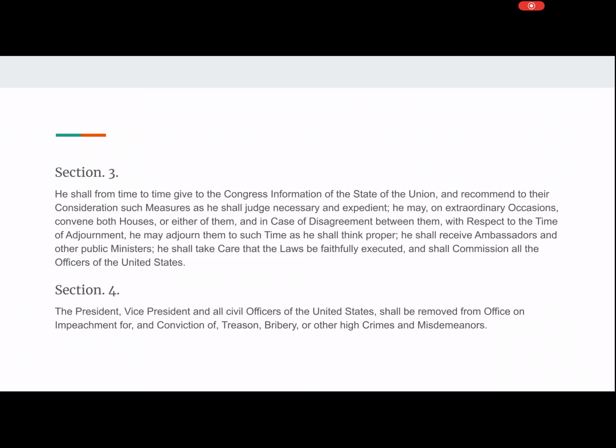And then finally, the removal. So the President, Vice President, and all civil officers of the United States shall be removed from office on impeachment for and conviction of treason, bribery, or other high crimes and misdemeanors.